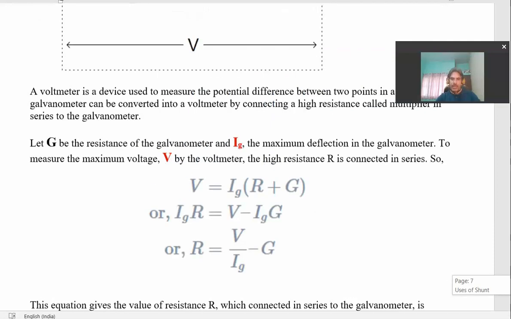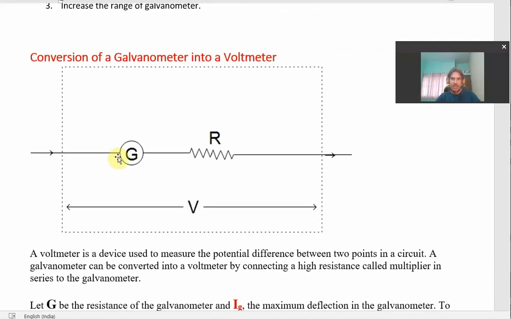And what will be the net resistance of this combination? Of course, the two resistors are connected in series, so their net resistance will be the sum of these two, G plus R. So whenever we convert the galvanometer into a voltmeter, the net resistance is G plus R, where the value of R depends upon V.